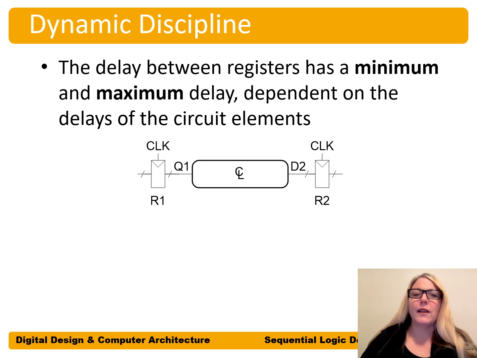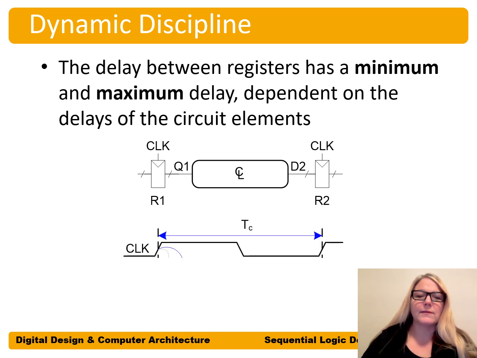So let's think about the delay between a pair of registers. When we're considering dynamic discipline, we're always considering a pair of registers. And the delay between these registers has a minimum delay and a maximum delay depending on the delays of the circuit elements. So here we have register 1 and register 2, and there's some delay of the signal between those registers. And the minimum delay will be this cycle time.